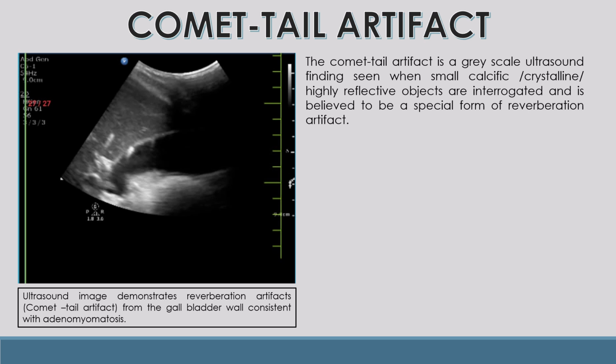Comet tail artifact. Comet tail artifact is a grayscale ultrasound finding seen when small calcific, crystalline, or highly reflective objects are interrogated and is believed to be a special form of reverberation artifact. This is an image which demonstrates reverberation artifact from the gallbladder wall consistent with the diagnosis of adenomyomatosis.